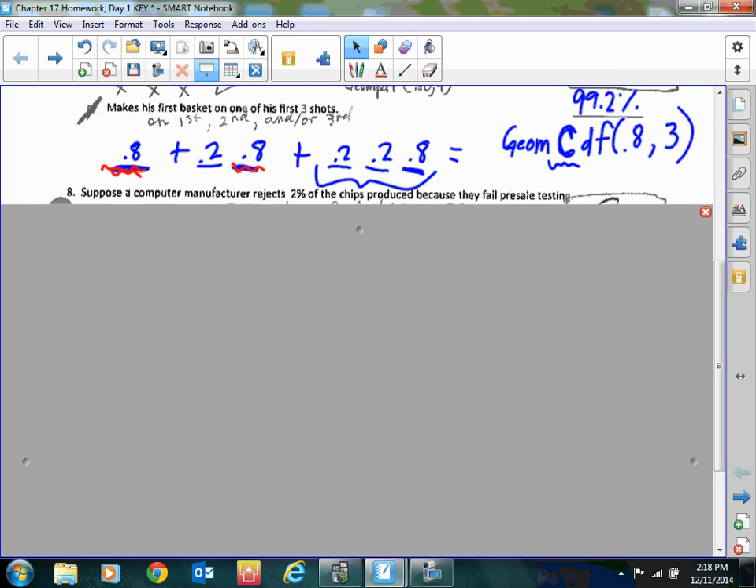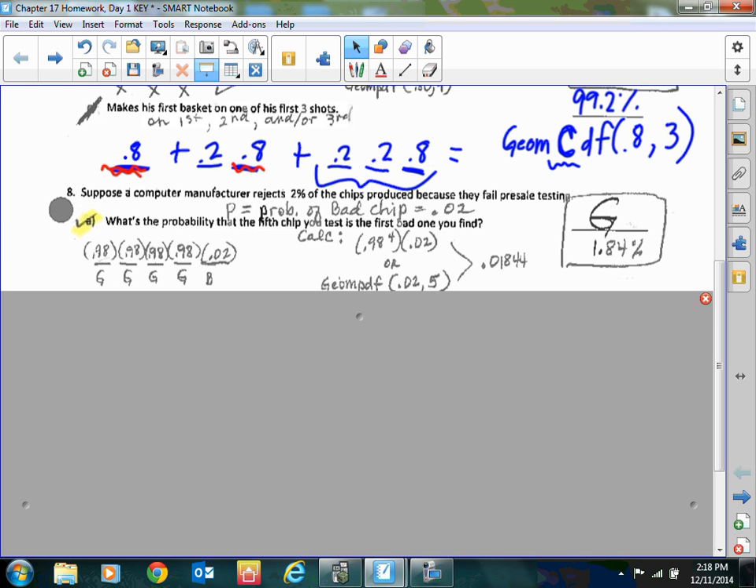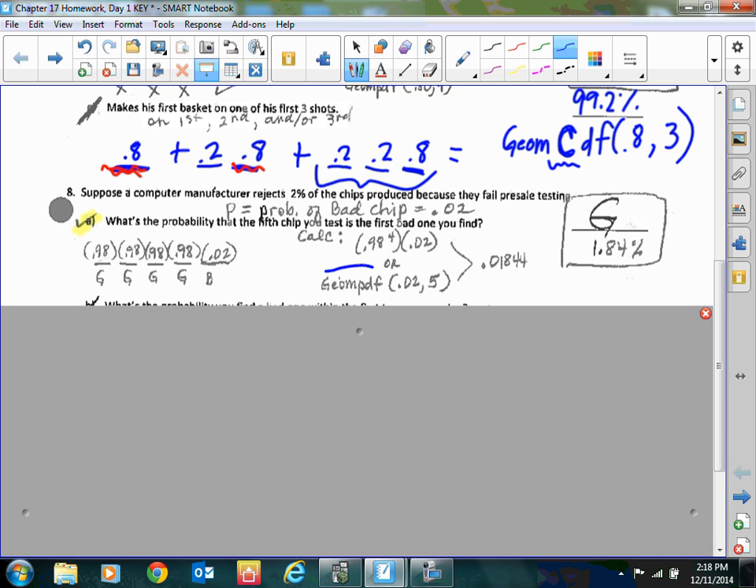Okay. Next. Here we got the computer chips. Probability of a bad chip is 2%, and you guys did do the first one. The probability that the 5th chip is the first bad one that you find. So that was geometric because why? It's specifying the order, and it's specifying this order. They're good until the 5th one is bad. So you could put it into your calculator, geometric PDF, and the .02 occurs in the 5th spot.